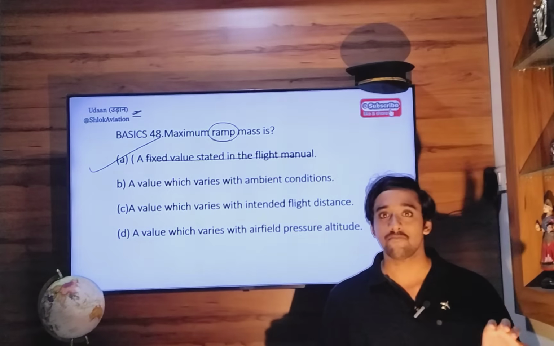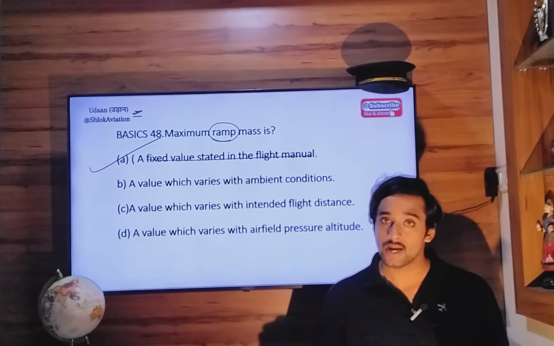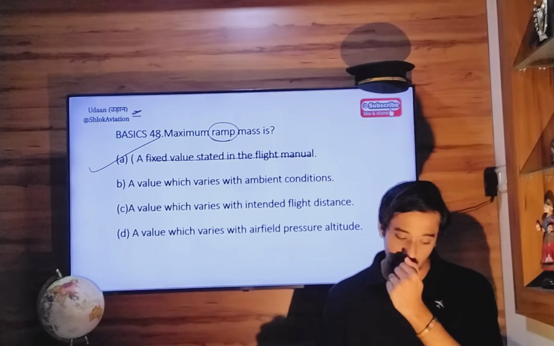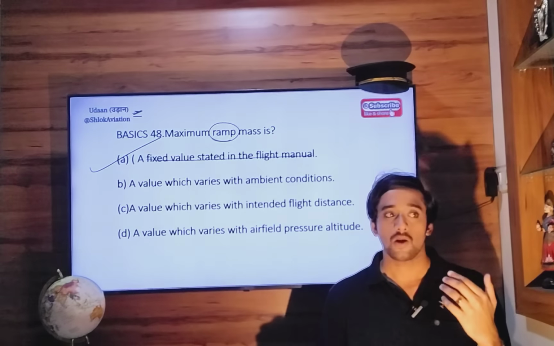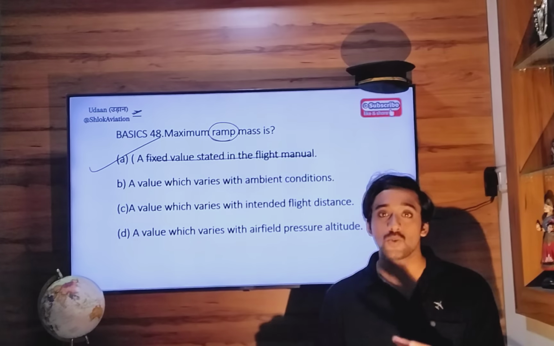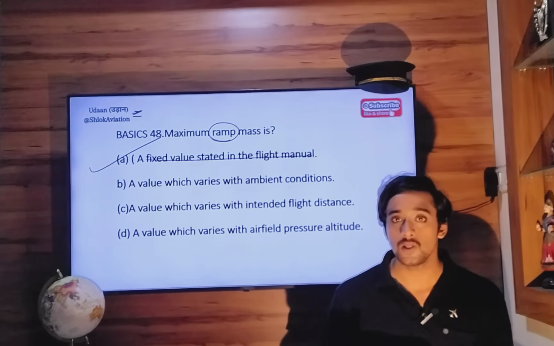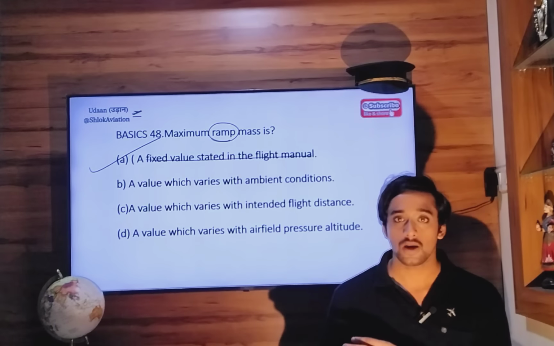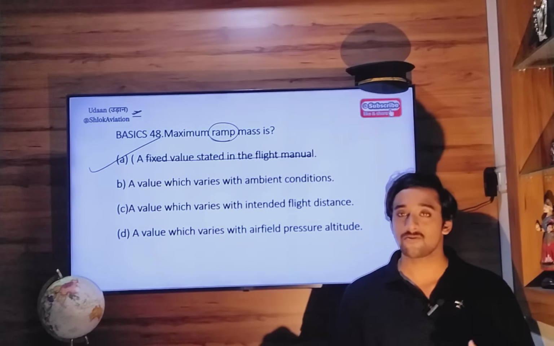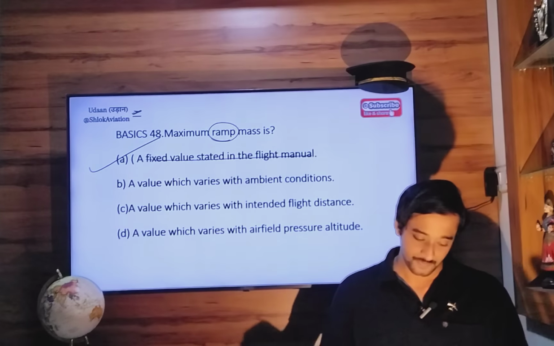So maximum ramp mass means the maximum mass to which your aircraft can be loaded when it is parked at the ramp. It signifies the maximum capacity to which your aircraft can be subjected in terms of maximum fuel, payload, cargo, etc. So that is your maximum ramp mass and it's a fixed value. It's a structural value, so it's going to be fixed.